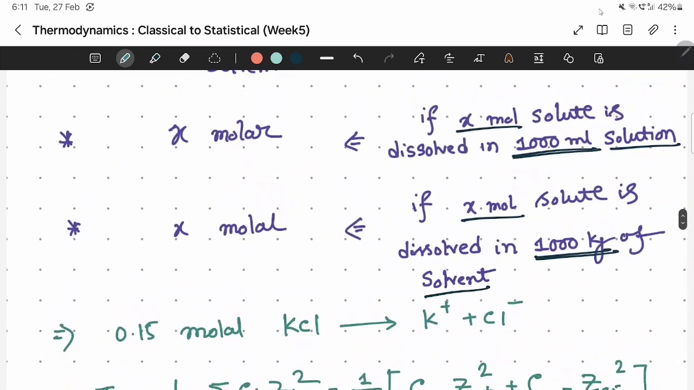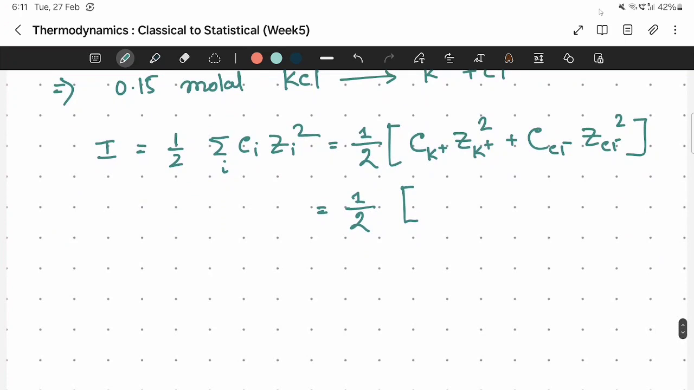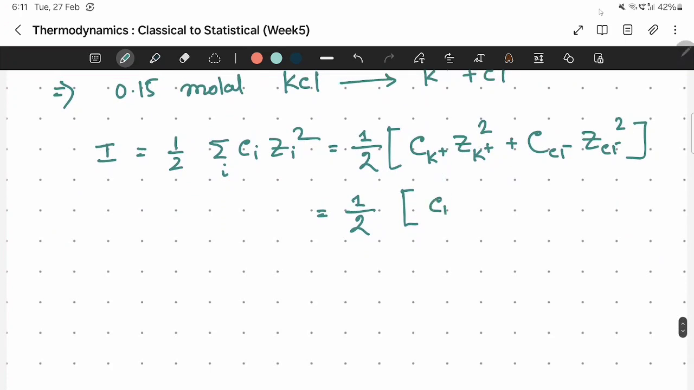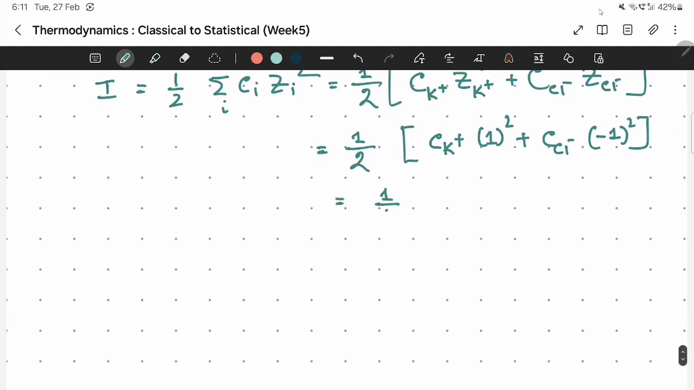For water these are equal. In case of water the density is 1, so it does not matter so much, but for other solvents it's very important. So here it is half into C K plus 1 square plus C Cl minus 1 square, so it is half into C K plus plus C Cl minus.